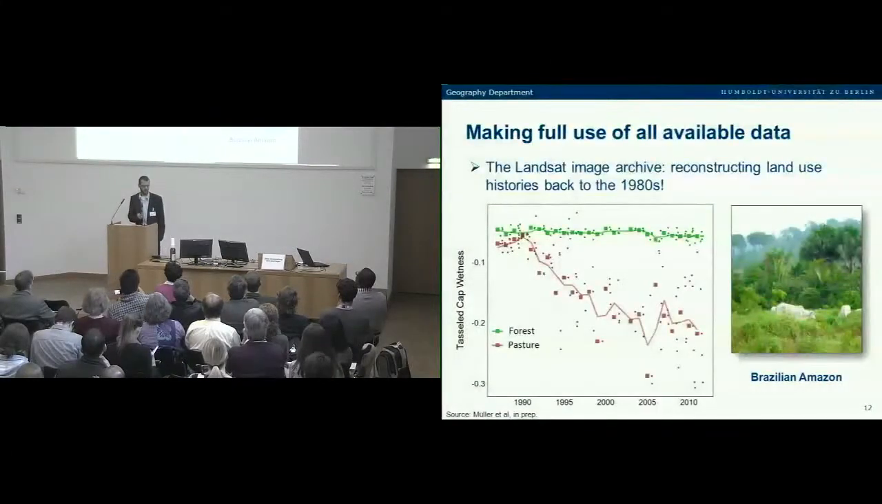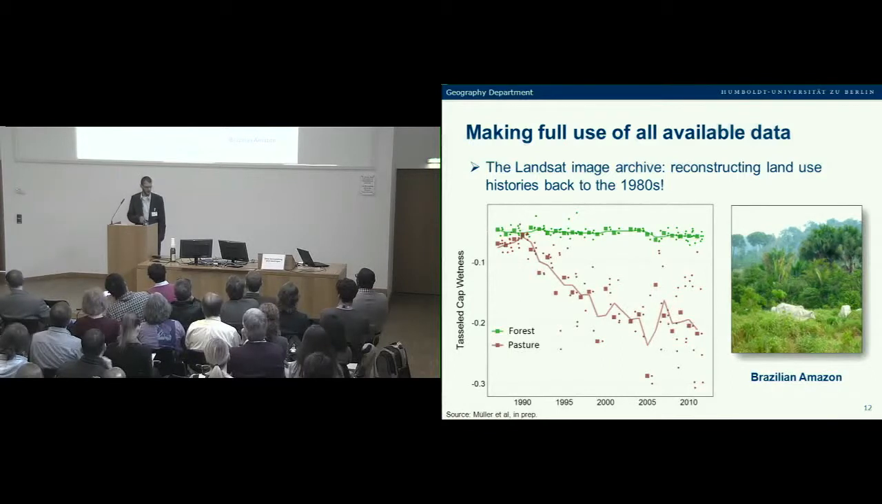I'd like to show a couple of examples of how using the entire Landsat archive can make a difference to really understand better what's going on the ground. This first example is the work of Hannes Müller, one of our PhD students. He focuses on deforestation in the Amazon. Here you can see just 2 individual plots. The green line is from a mature forest plot where nothing has happened over this 30-year time period. And the red line is from a plot that has been deforested for pasture.